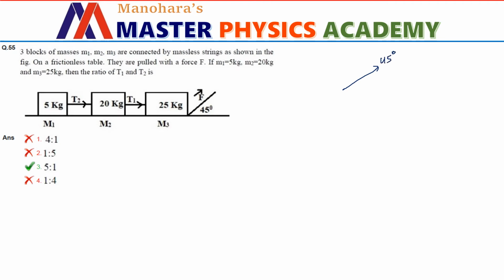Now the horizontal component of this will be equal to F cos 45. So I'll mark that as F dash. F dash is the force with which the body is being pulled. They're asking the ratio of T1 to T2, right? I don't think we need to calculate F dash and all. So there will be an easier way, I think. Let me check it.